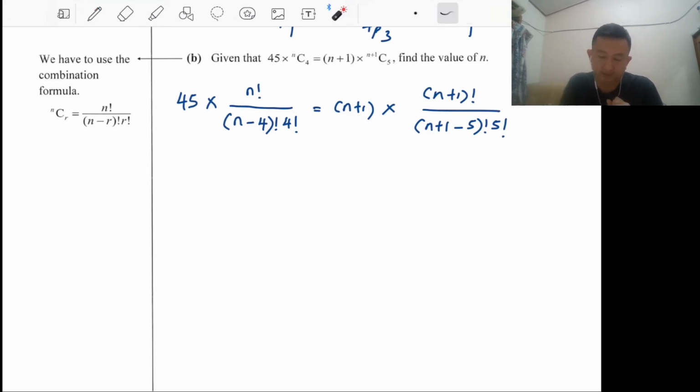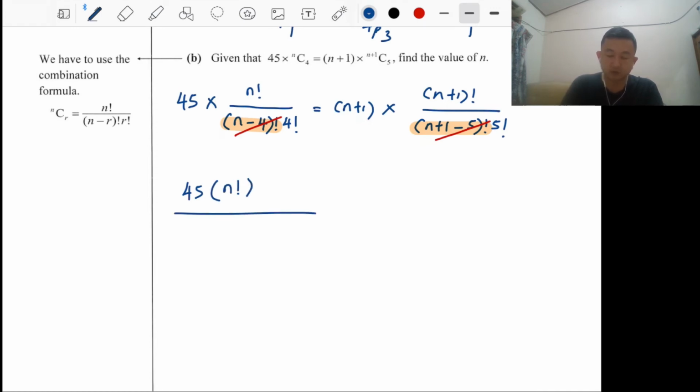Before we expand it, I want you to know this is n minus 4 factorial. This is also n minus 4 factorial, right? Same thing. If they are the same, then you can cut it off. Once you cut off, let's write it this way: 45 multiplied by n factorial over 4 factorial. 4 factorial will be 24.